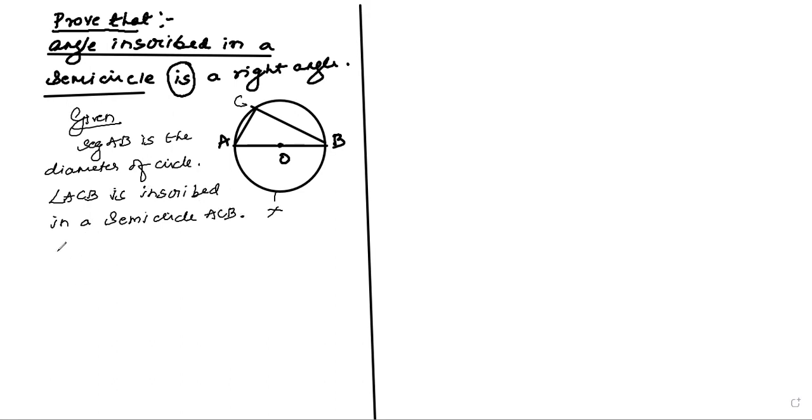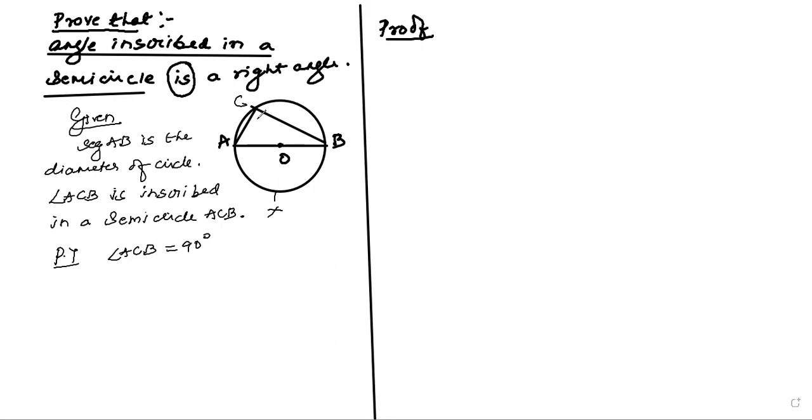Prove that this angle inscribed in a semicircle is a right angle. So angle ACB equals 90 degrees. So the proof, children, you can see here.